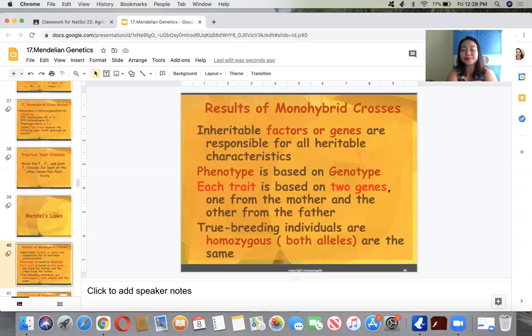So these were the results of the monohybrid process. Inheritable factors or genes are responsible for all heritable characteristics, and phenotype is based on genotype. Each trait is based on 2 genes, one from the mother and the other from the father. True breeding individuals are homozygous, meaning both alleles are the same.